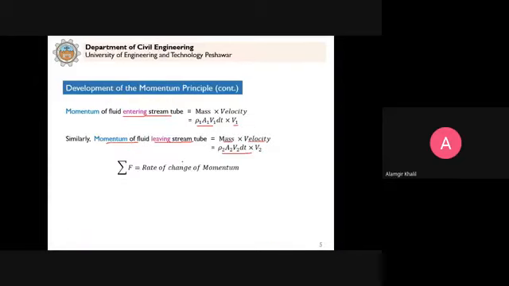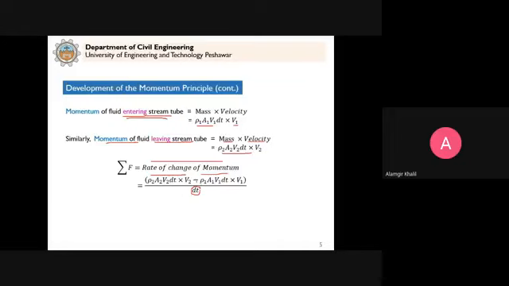So what we can write down here is the rate of change of momentum. It will be the difference of the two: momentum of fluid leaving the stream tube minus momentum of the fluid entering the stream tube, divided by the time. In the numerator we have the change in momentum, divided by dt, which is the rate of change of momentum.